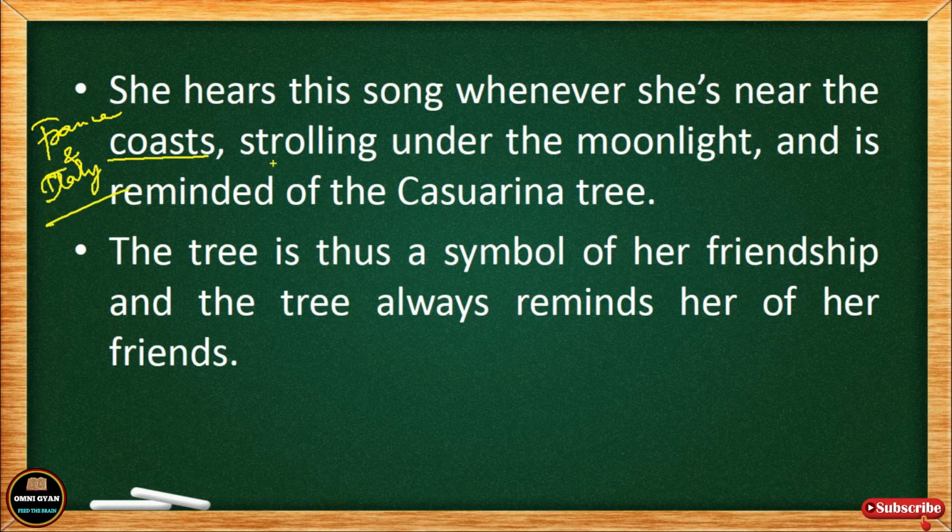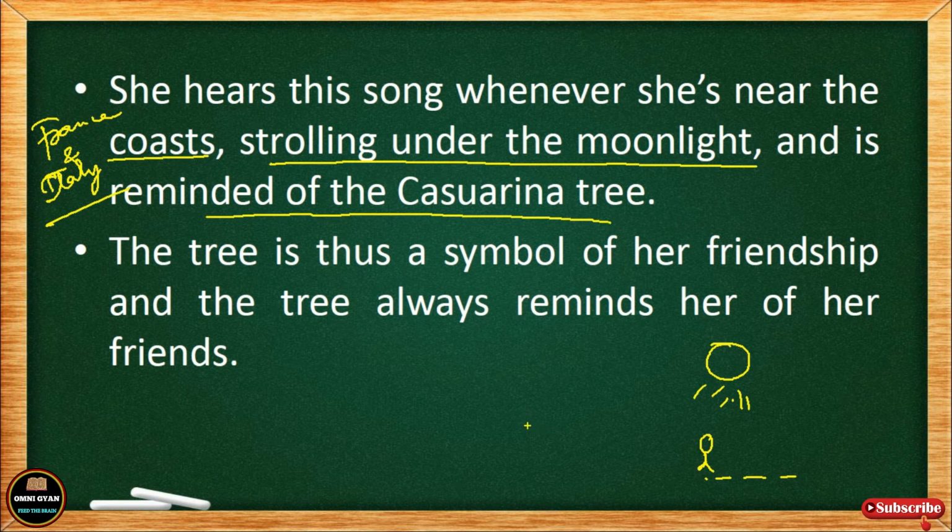The poet can hear this song strolling under the moonlight. So during night time, when the moon is shining and the poet is walking, there is moonlight. When she is strolling, having a walk, still at that time she can hear this song of the tree, and immediately the poet is reminded of the Casuarina tree. See, every time the poet cannot be around the Casuarina tree, because the tree is in a garden, and the poet does not stay in the house every time. Sometimes, for example, the poet is outside taking a walk far away from her home, walking at night under the moonlight. At that time also she can hear this song of the Casuarina tree, and immediately she remembers the tree.